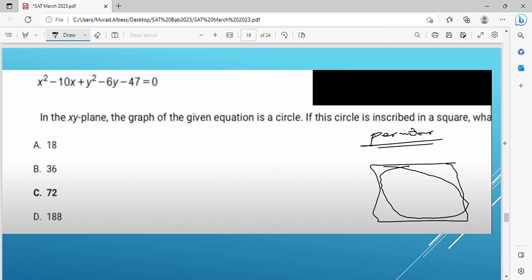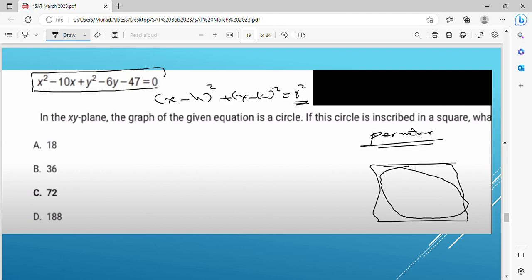Okay, fine. Now I should rewrite this equation as a circle equation. The circle equation is (x minus h) squared plus (y minus k) squared equals r squared. I will look for r here because I need the diameter. If I find the diameter, it's the same as the side of the square, then I will multiply by 4. Let me rewrite this by completing the square. How do we complete the square? I will write it like that. I will make a space. I will move this to the other side.